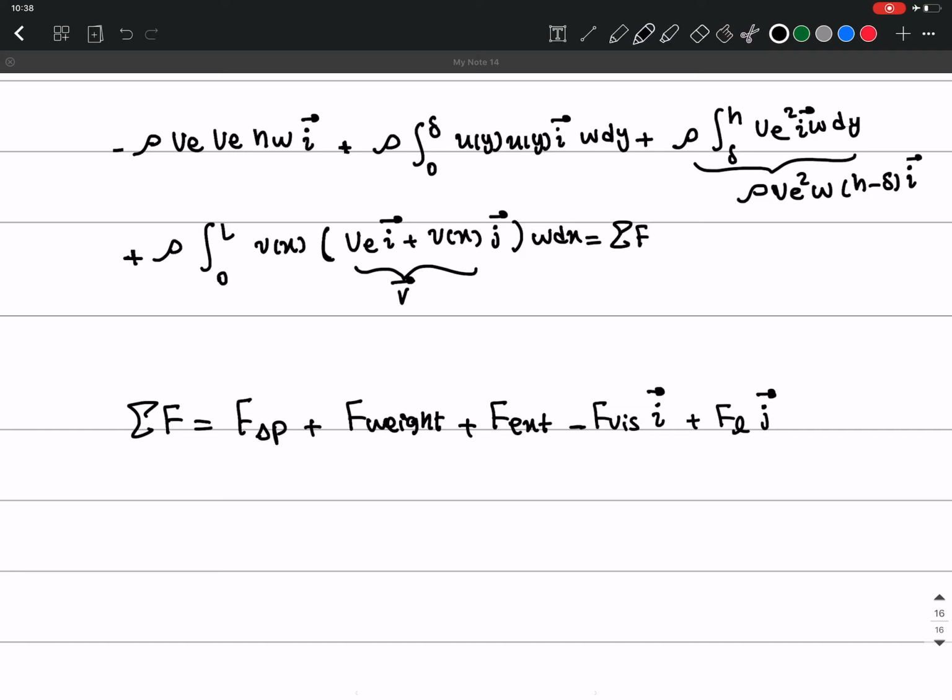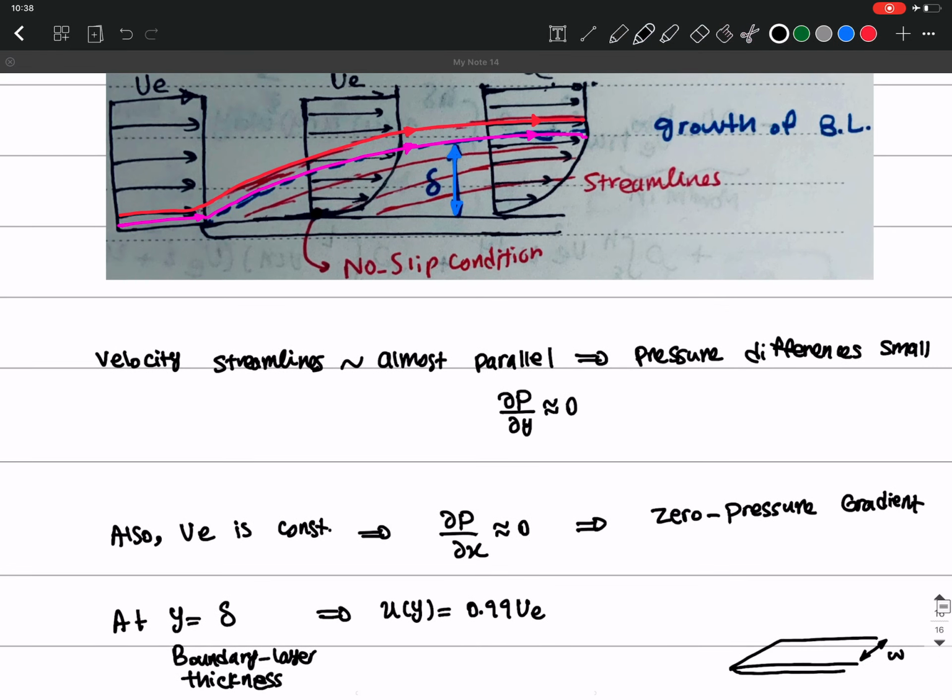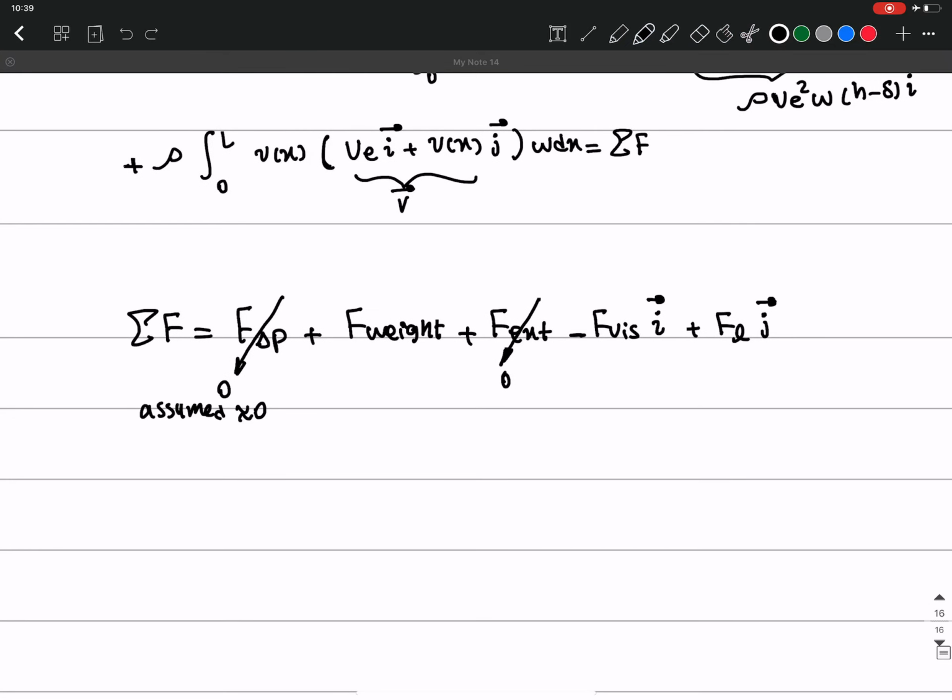Okay. Again, here the external forces is 0. The F delta P, we assumed it's 0, right? Because we assumed that this is zero pressure gradient flow. That is because the velocity streamlines are almost parallel with each other, and U is constant in x. And this one, weight, we can also consider it's 0 because we can assume it's airflow, so air is light. So we can just assume this one is also 0. So we are only left with F viscosity and F lift.